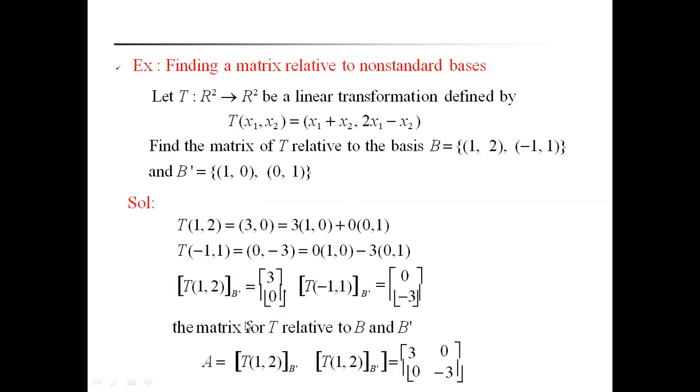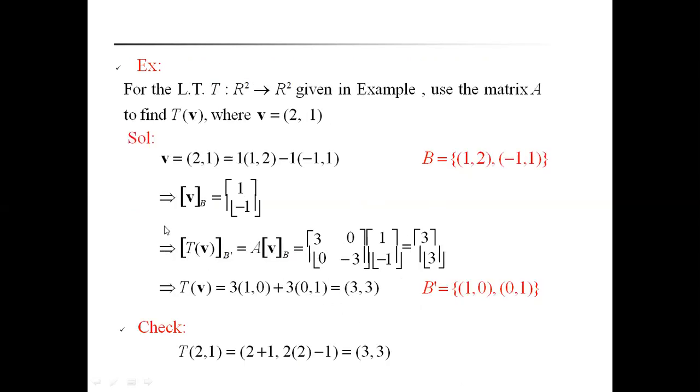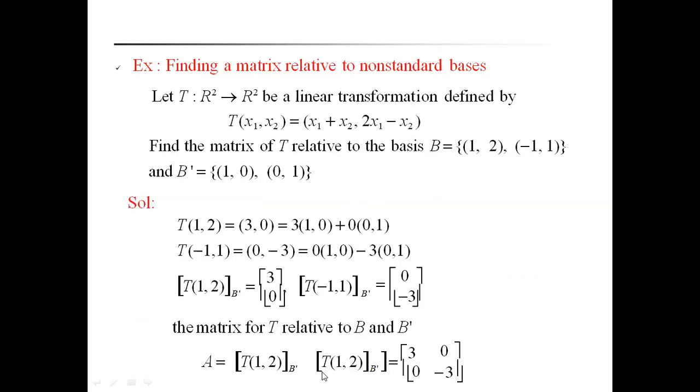Here, find the matrix of T relative to the bases B and B dash. In this example, we find the T of V where V is equal to (2, 1) by using the previous example values. That is, matrix A is already found in the previous example. A is equal to [3, 0; 0, -3].